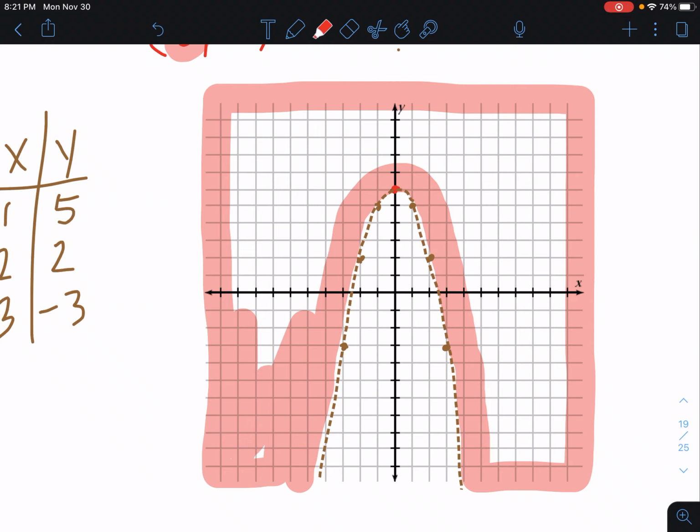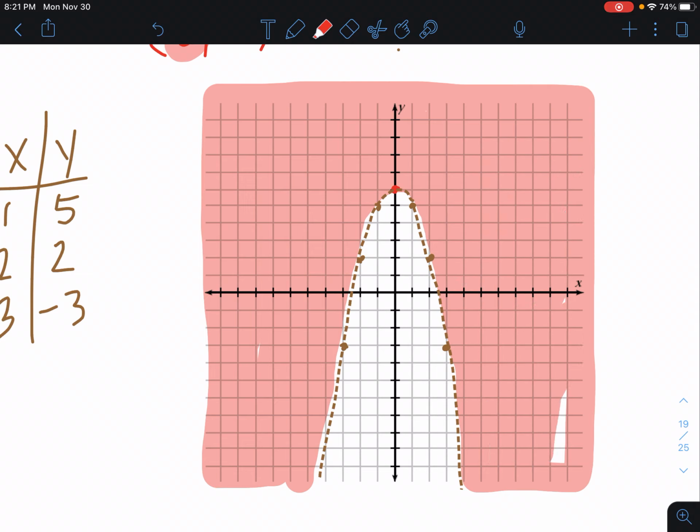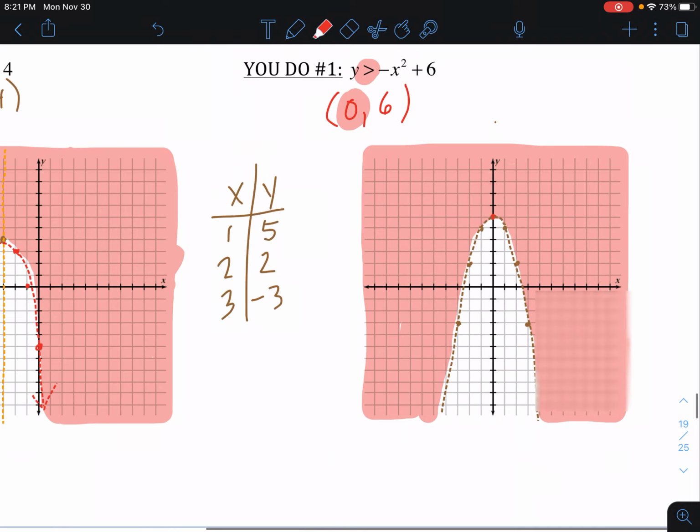So again, if you had a side question that said name a point that is a solution to this, you would just name any point that is in the shaded area. Do not name a point that would be on the dotted line. Remember, points on the dashed line are not part of it, but if it was a solid line, points on the solid line would be solutions.